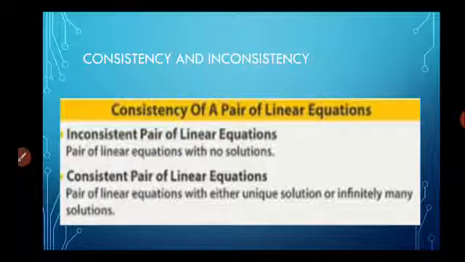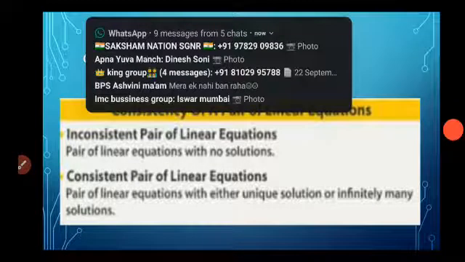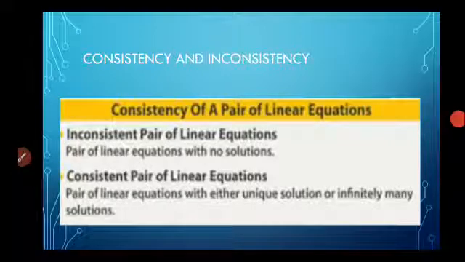Next, consistency and inconsistency. What is it? An inconsistent pair of equations is a pair with no solutions, like the pair of parallel lines only. And a consistent pair of linear equations means a pair of linear equations with either a unique solution or infinitely many solutions.